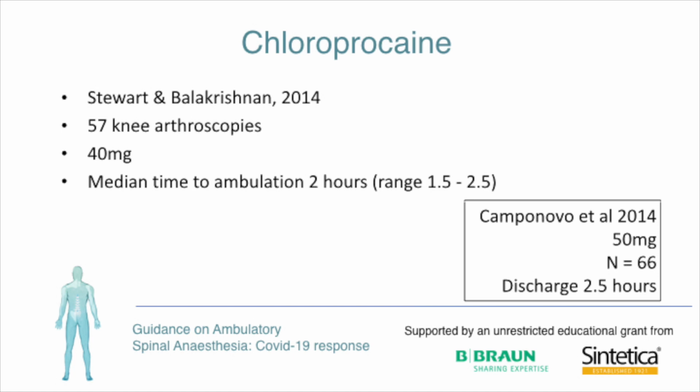this is also data from our department. This was presented at ESRA back in 2014. This is really when chloroprocaine was kind of first getting onto the market in the UK. So 57 knee arthroscopies, and the dose was 40 milligrams. We found that the median time from spinal in to ambulation was 2 hours, with the range there 1.5 to 2.5 hours. 3 patients had pain with this, and 1 patient needed to be converted to a GA.